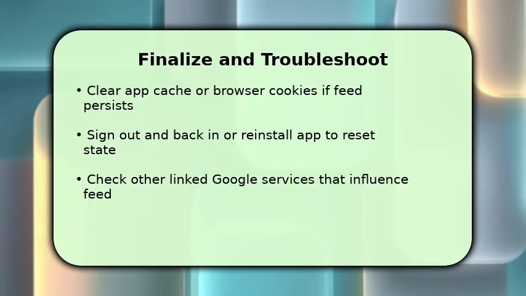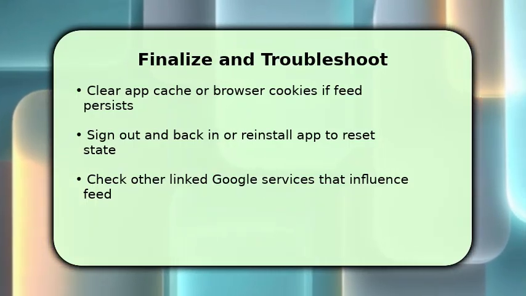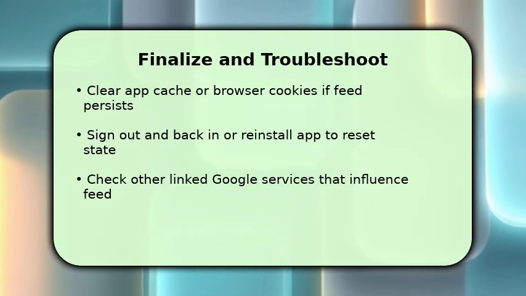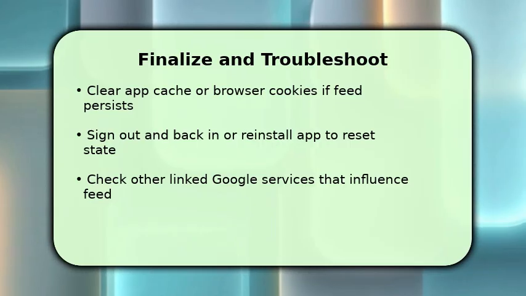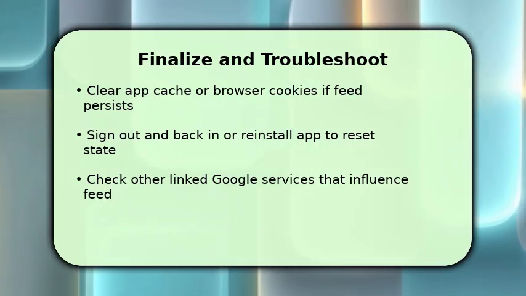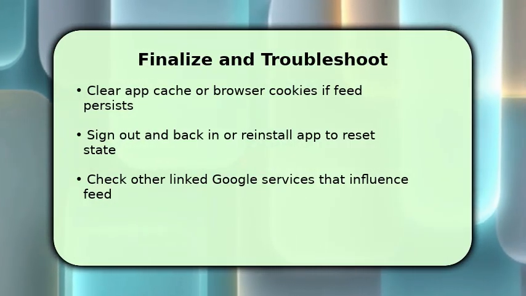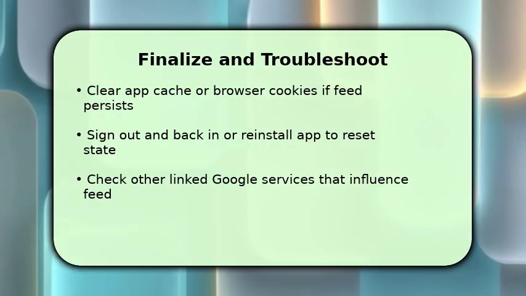Finish by confirming your changes and testing the result. Refresh the app or reload the page. If articles still appear, clear the app cache or browser cookies. This forces settings to apply. You can also sign out and sign in again or reinstall the app to reset any stuck states.